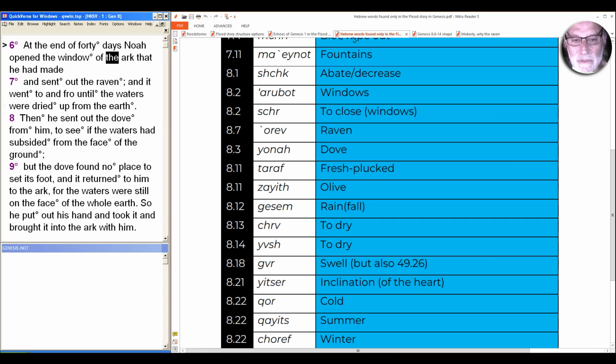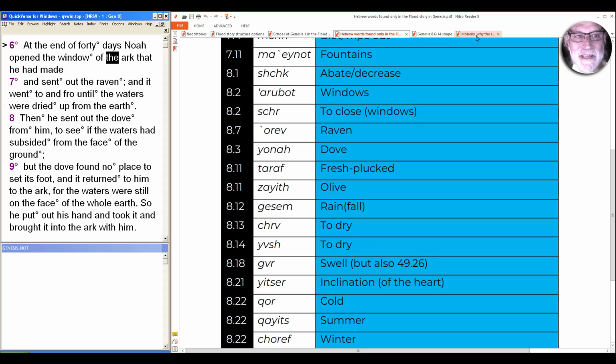Another aspect we've been looking at is the use of unusual language here. And so you can see in 8:11 there are two words, and in 8:12, 13, 14, all words that are uniquely used in Genesis in the flood story. And I actually found another one that's not in this chart while I was preparing this video. So it keeps expanding as I keep looking a little more closely at it.